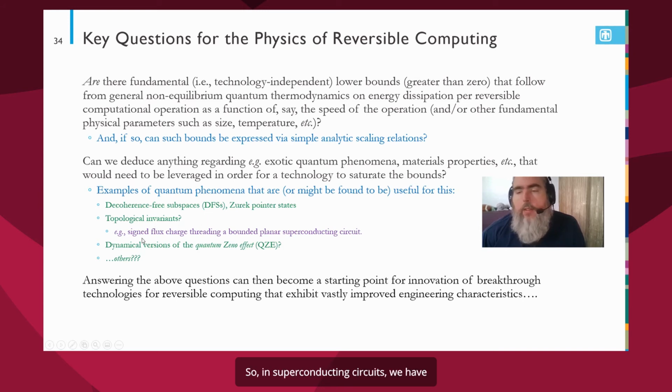So in superconducting circuits, we have what could be considered a topological constraint when you have a flux quantum winding in a certain direction in a bounded planar superconducting circuit. Then there's a Meissner effect constraint that prevents the sign of that fluxon from changing. Some other speculations are that one could harness some form of quantum Zeno effect, a version of that which applies to a dynamically changing system, that would keep it locked into subsets of states corresponding to the computational states that we want to represent.